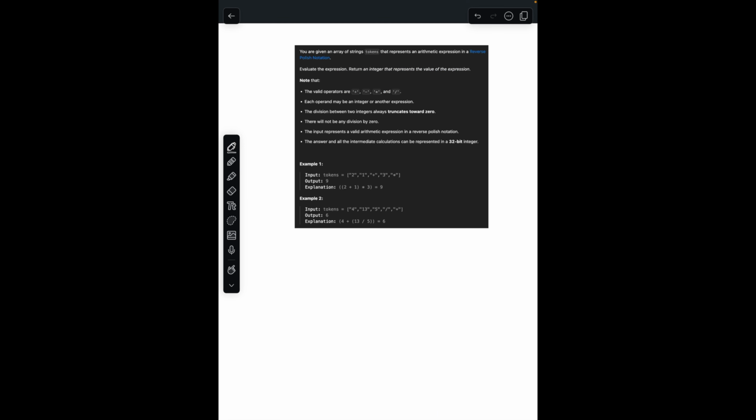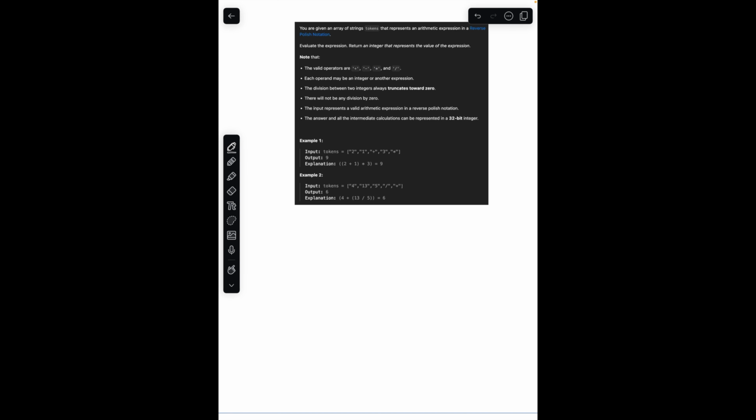So here's the question. You are given an array of strings or tokens that represent an arithmetic expression in reverse Polish notation. Evaluate the expression and return an integer that represents the value of the expression. The valid operations are plus, minus, multiply and divide. So let's see an example. We'll receive an array of these. These will be strings.